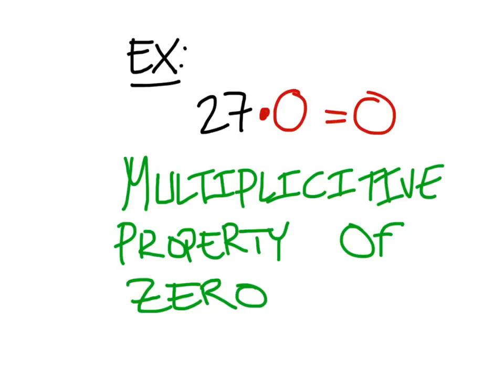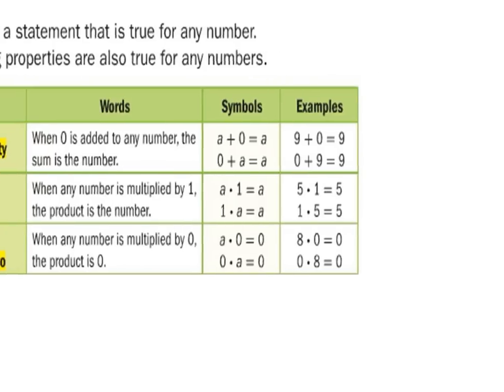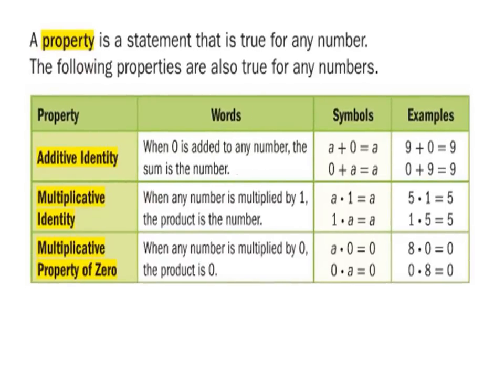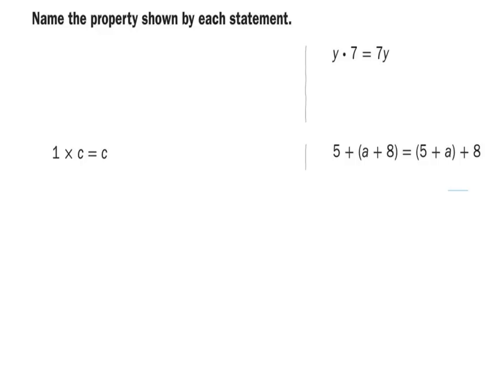Multiplicative property of 0. These are the other 3 that you need to know. People are very familiar with the associative property and the commutative property, but you're not usually very familiar with these 3. They've given you more examples over here.